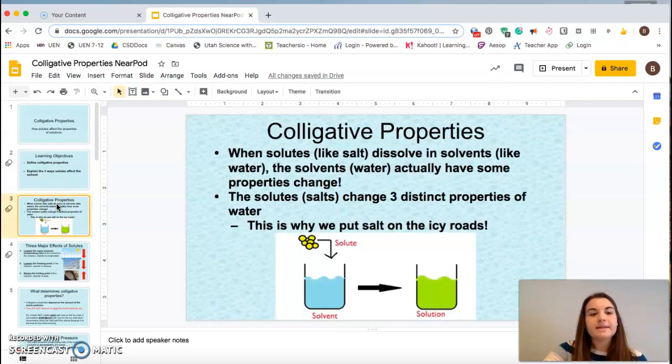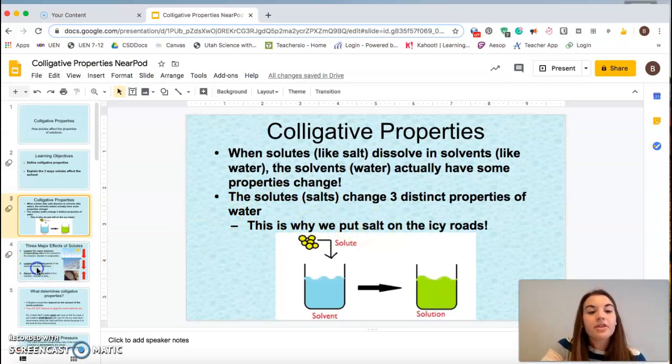So colligative properties are when solutes, like some sort of salt, dissolve in solvents like water, the solvents actually have some property change. So when I dissolve salt in water, some of the properties of water actually change. And it changes in three different ways. So here's a little image right here. So just to remind you, solute is what you put into the solvent, and that makes a solution. Now, like I said, the water properties do change when I add salt to it. And this is actually one of the reasons we put salt on icy roads.